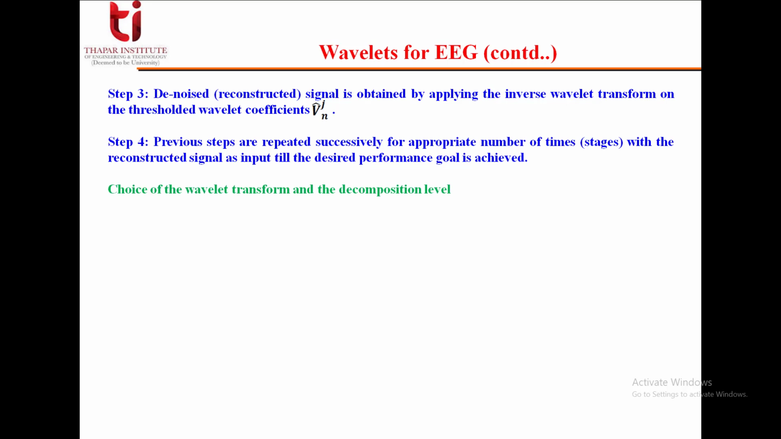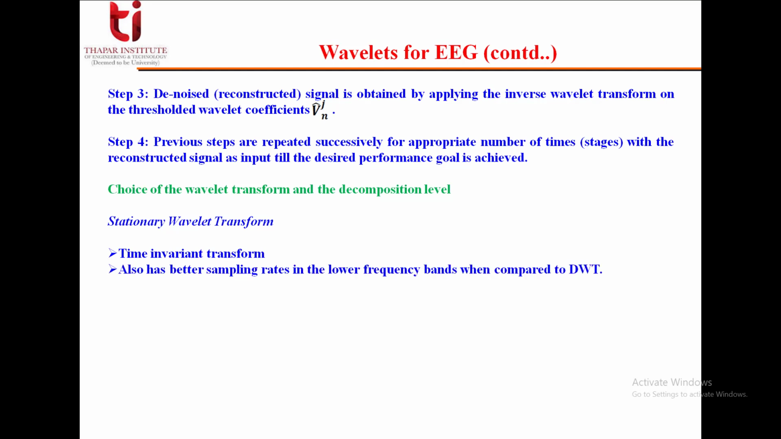Now what can be the choice of the wavelet transform and the decomposition level? So we can use the stationary wavelet transform, or we can also go for the time invariant transform. It has better sampling rates in the lower frequency bands when compared to the discrete wavelet transform.